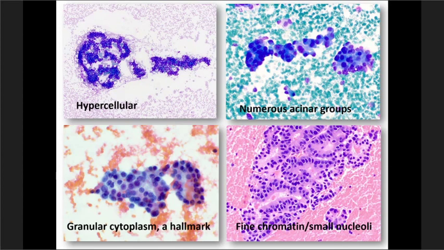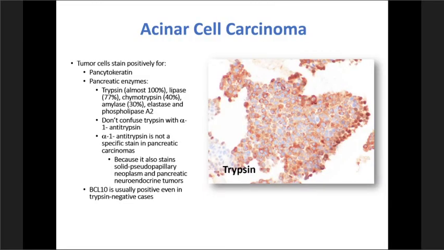So that will definitely help you in confirming the diagnostic impression, especially on low power, even at the time of adequacy. How to confirm it? You can do a trypsin stain. If you don't have that, then BCL10 is usually positive, even in trypsin negative cases. And these two markers I can recommend. What I do want to point out is do not do an alpha-1 antitrypsin. That is not a marker for this cancer to confirm its diagnosis.